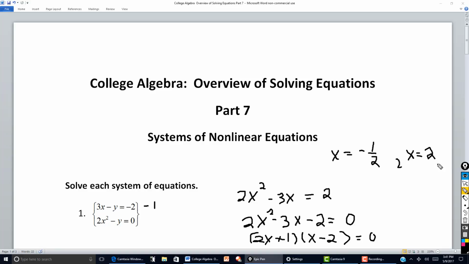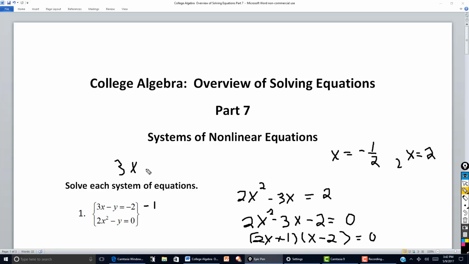So to solve the system, which is what we're doing when we're actually finding the points of intersection of the two graphs, that's basically solving the system. That's giving me the ordered pairs that lie on both graphs. So all I have to do then is find the y that goes with this x of negative 1/2, find the y that goes with this x equal to 2. So I would go back to these two equations here, either one. I'm going to take the first equation and solve it for y.